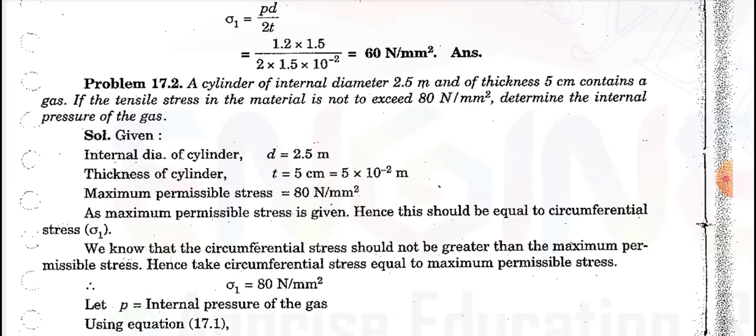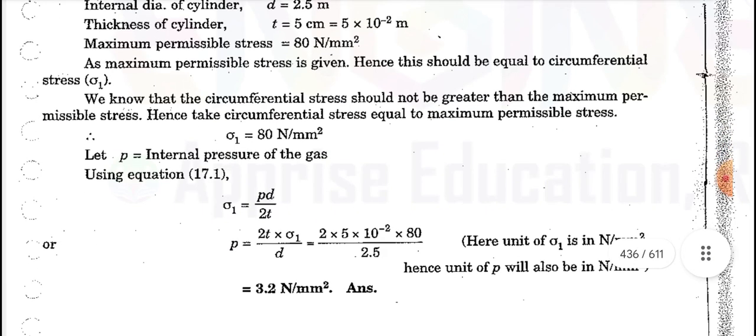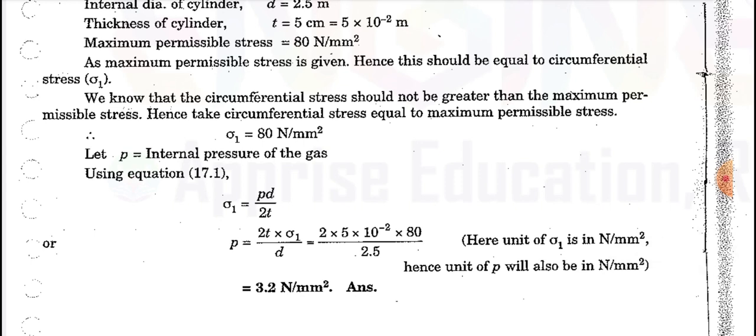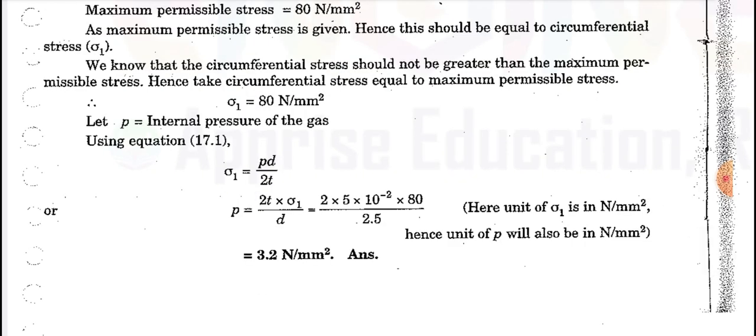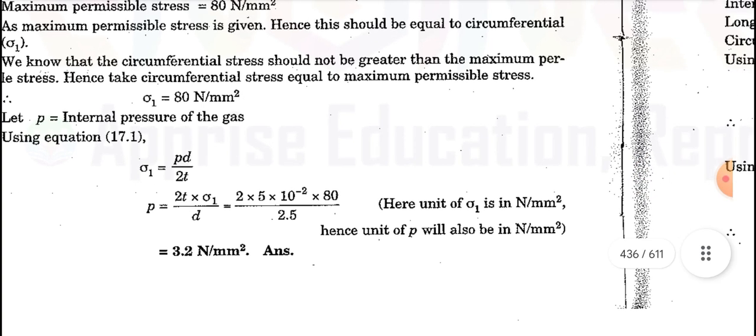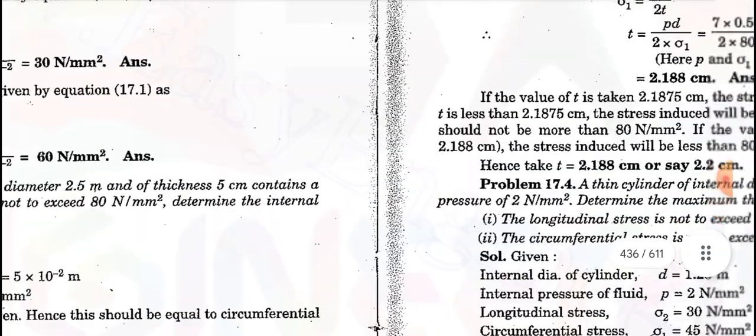Okay, so the tensile stress in the material is not to exceed 80 Newton per mm square, that is the maximum stress of the cylinder. Therefore we consider the maximum stress as applicable to the circumferential stress, because the longitudinal stress is half of the circumferential stress. Therefore the formula is PD by 2T. Substitute the given values in this formula and find out the pressure. The final value of the pressure is 3.2 Newton per mm square.